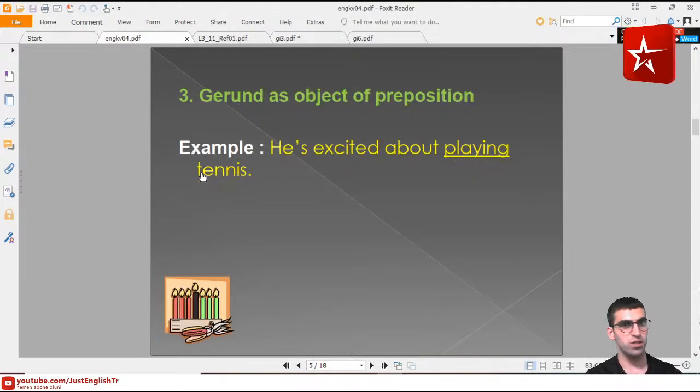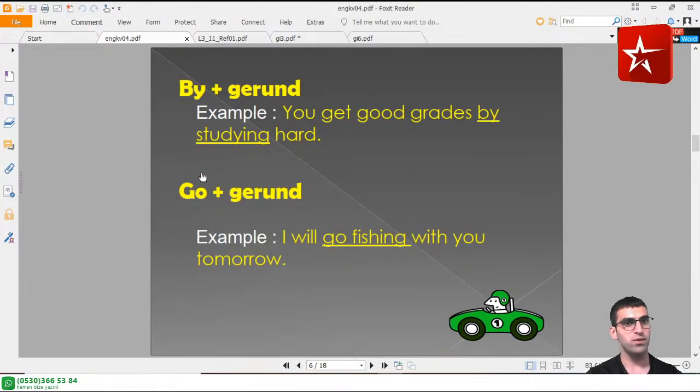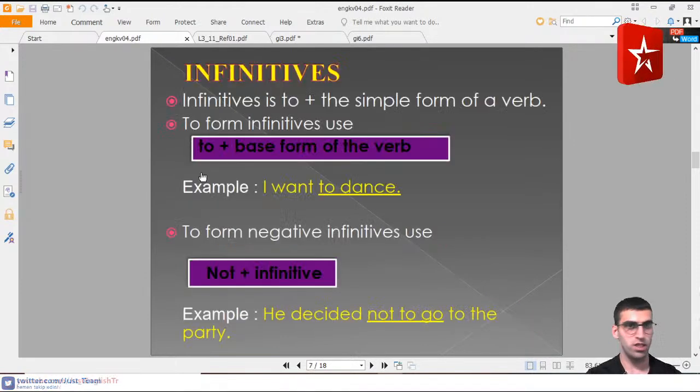And we can use gerund as object of preposition. After prepositions, as I remember, we normally use gerunds. He's excited about playing tennis, as you see from my screen. And we can use gerund with by and go. For example, you get good grades by studying hard, and I'll go fishing with you tomorrow. So we can use by plus gerund and go plus gerund here.